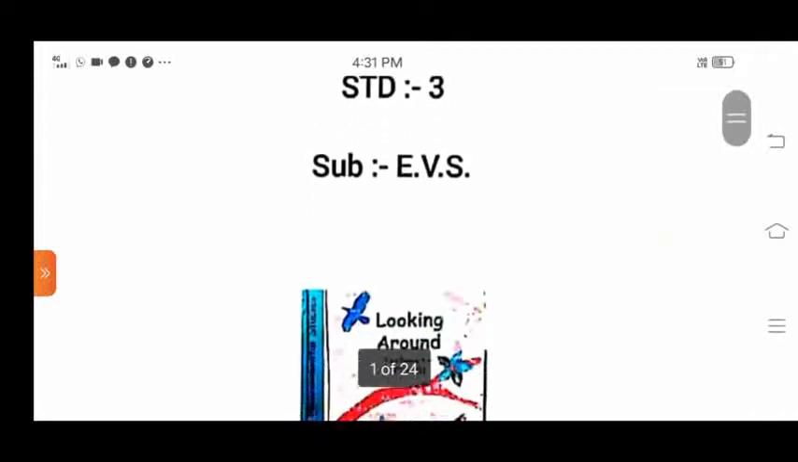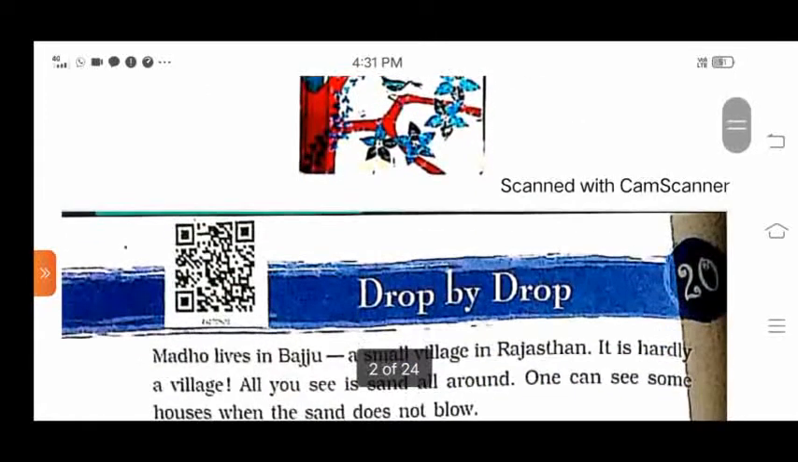This is your class 3rd NCERT TVS book Looking Around, and you know that we are reading chapter number 20, Drop by Drop. Dear students, the first part of the chapter we have finished. This is the second part of the chapter, but I want to remind you of something from part 1.